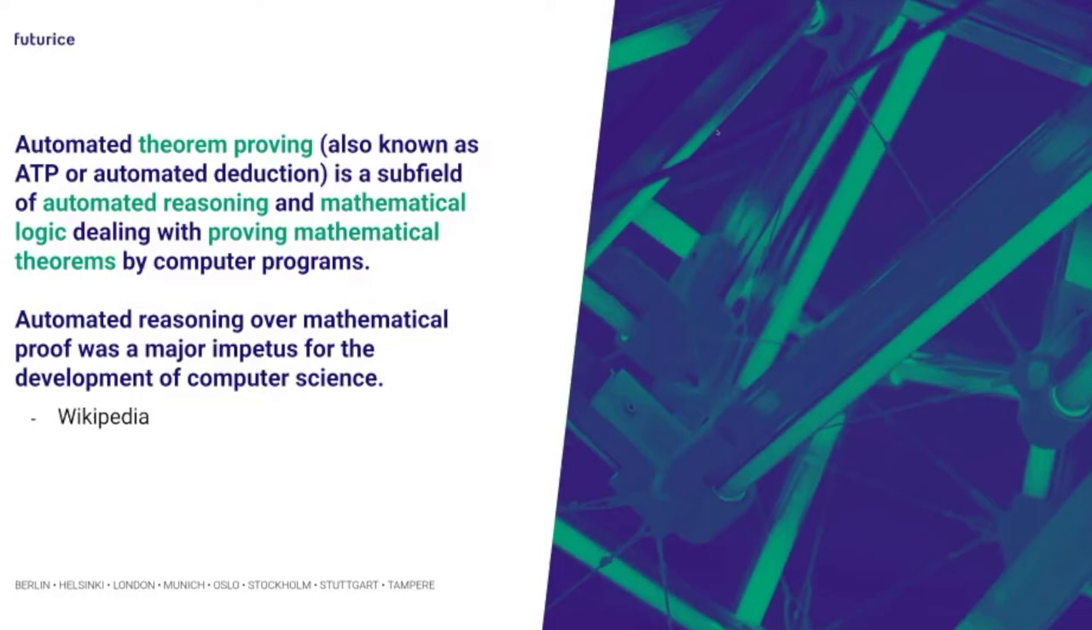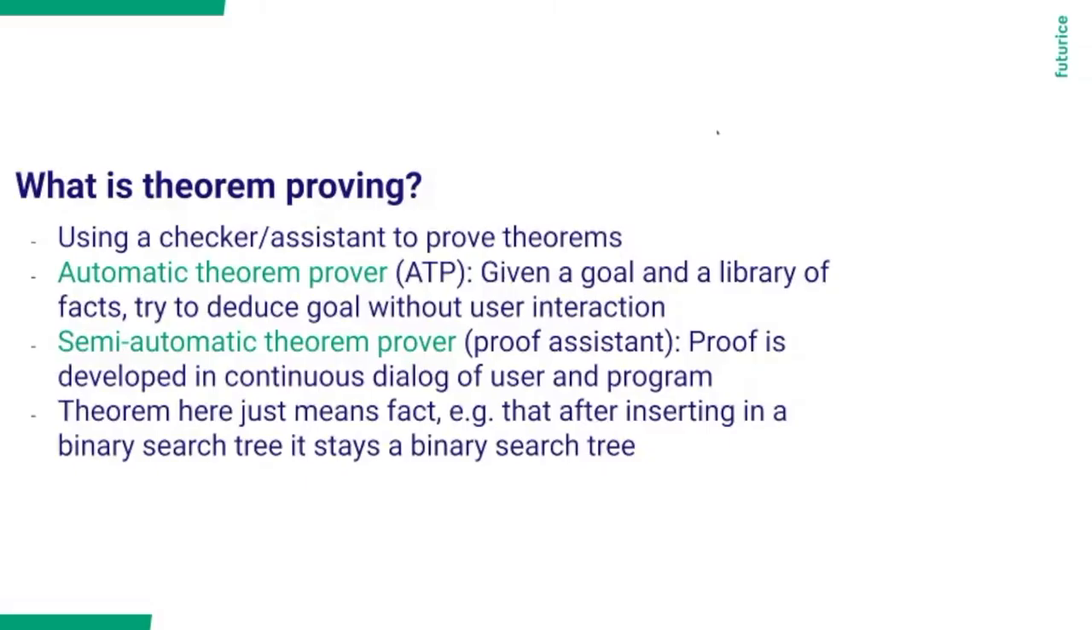First, what is automated theorem proving? Basically, you let the computer do the proving for you, or at least let it help you prove. Automated theorem proving was actually one of the major reasons why computer science was invented. The big question at the beginning of the field was whether it is possible, given enough resources, to prove every statement, which sadly was very quickly refuted by Alan Turing and Alonzo Church. Nonetheless, there are a lot of things we can prove using computers, which is pretty nice. So it's basically using some checking or assistant to prove whatever you want.